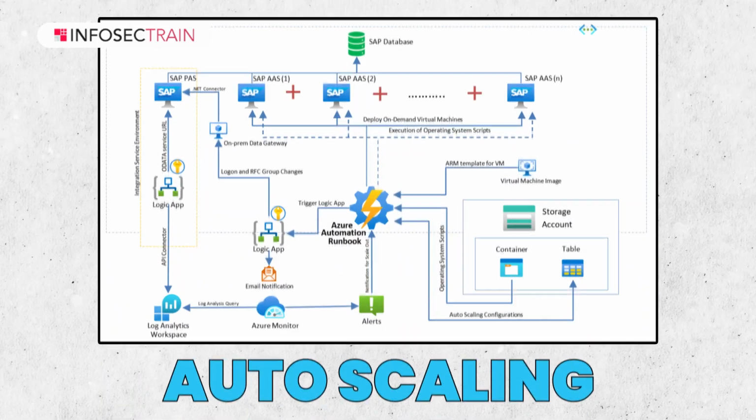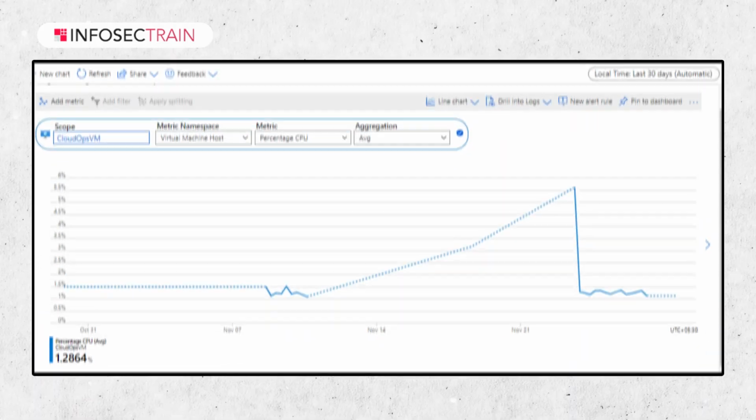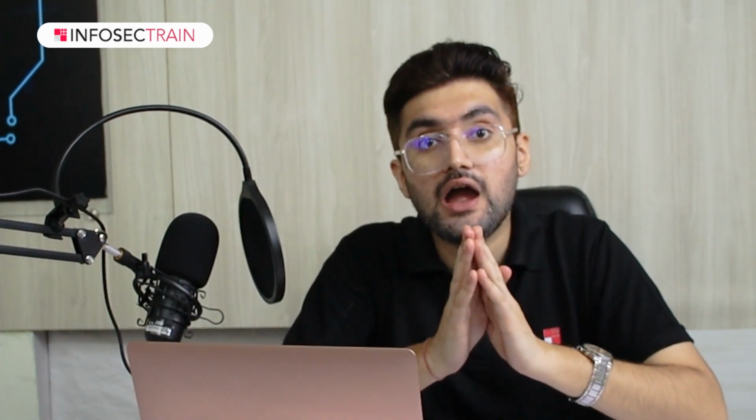Fourth is auto scaling. Azure auto scaling takes the burden off developers by enabling automatic scaling based on predefined metrics or schedule. You can set up rules to dynamically adjust the number of instances based on CPU utilization, network traffic, and other performance metrics. This feature makes sure resources are provisioned as needed and optimizes your cost and performance.